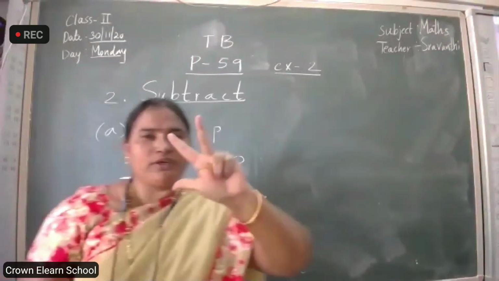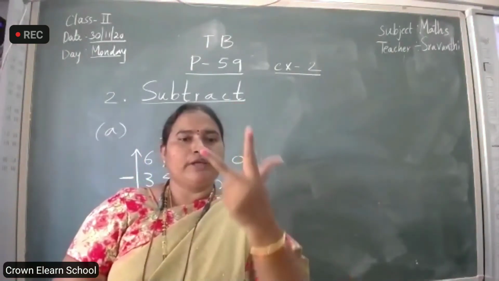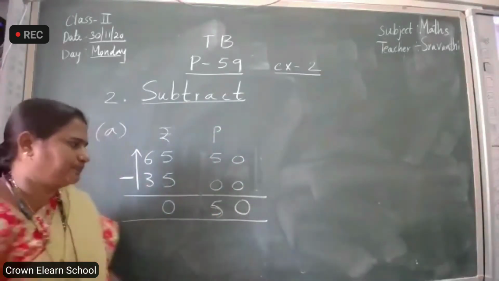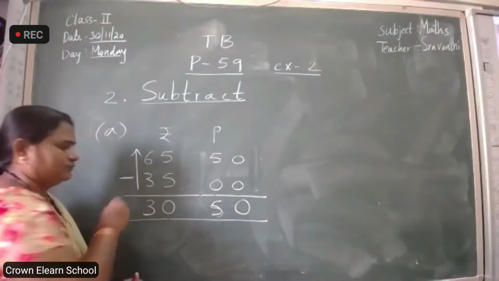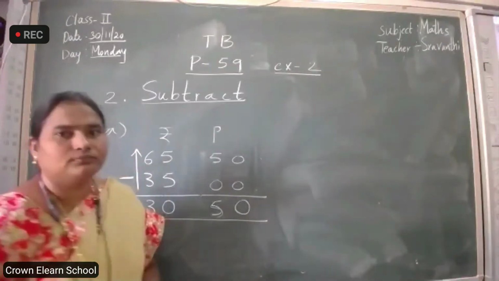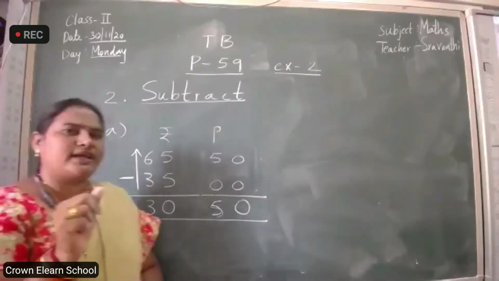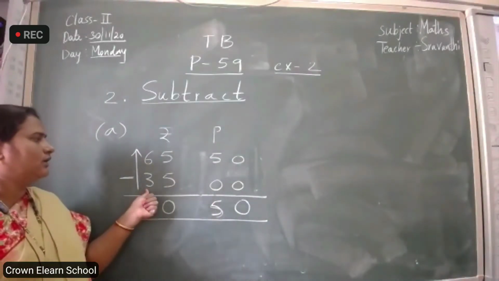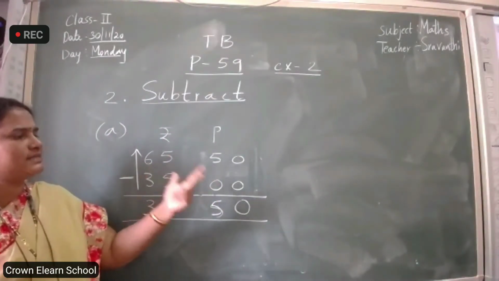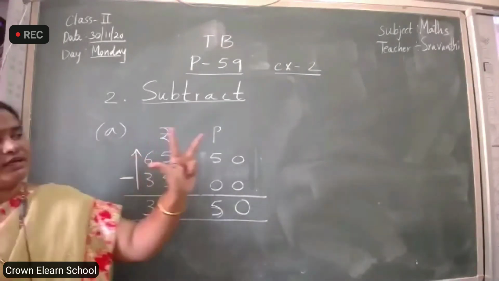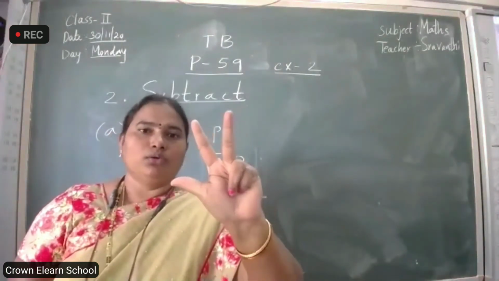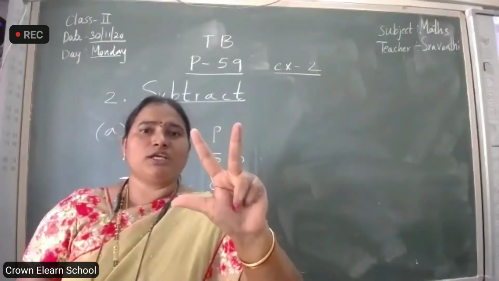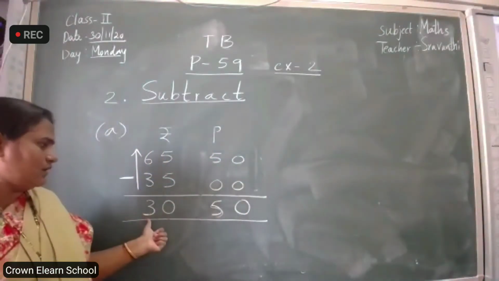Okay, how many fingers are open? Look at your fingers. 3. Did you understand? Close all fingers. 3 after, 4, 5, 6. So the fingers opened is the answer. You have to look at your fingers. That is the answer. 3 fingers are open. So 3 is the answer.